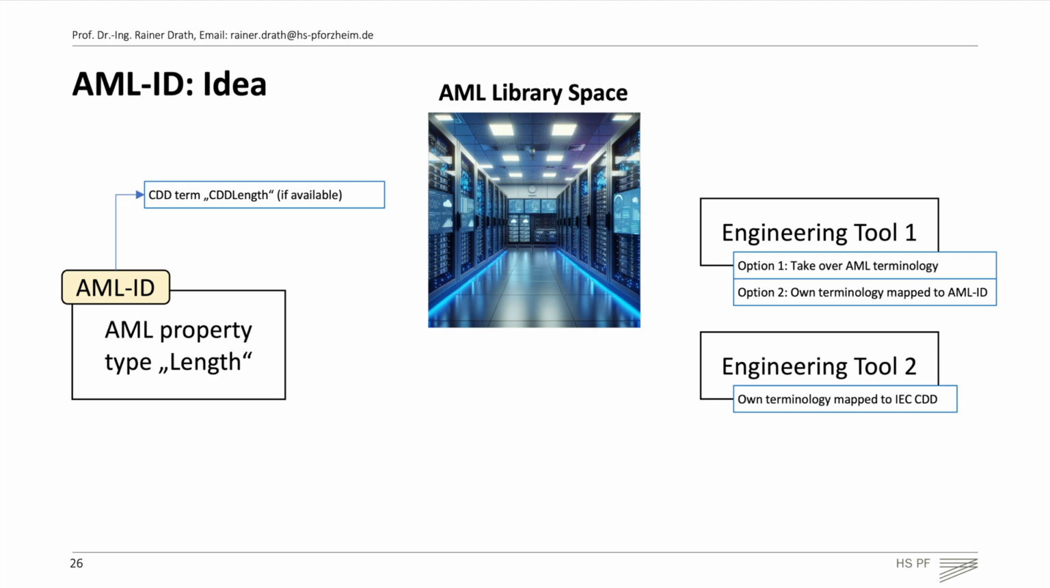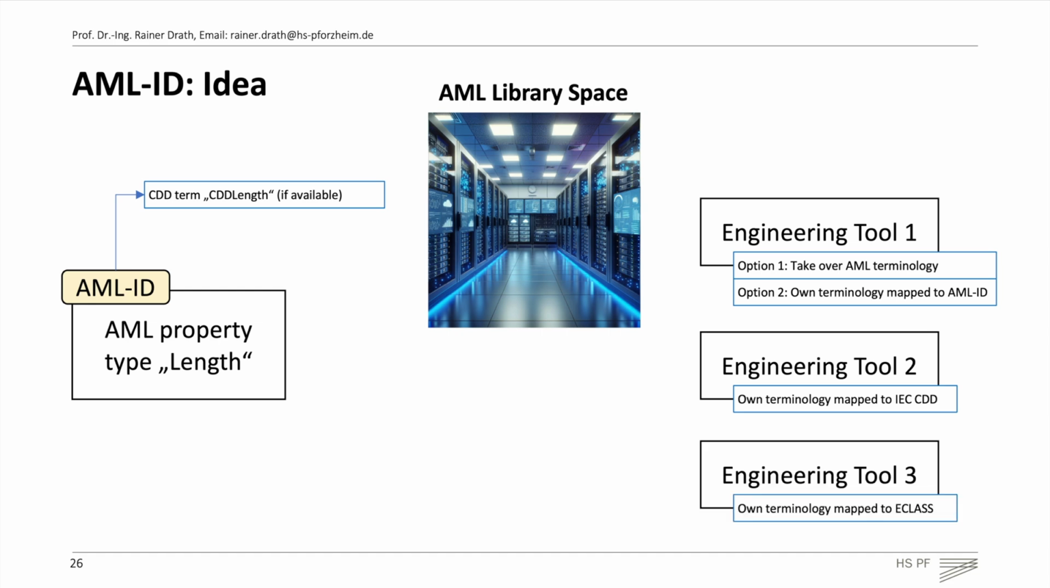This is the concept of AutomationML, that every attribute type can reference external standards. This means if engineering tool 2 receives an AutomationML file that references the AML property type length, engineering tool 2 can see that this length is again referenced to the CDD length. It can understand it. And if another engineering tool number 3 is mapped to E-class, we can use a feature of AutomationML that every attribute type can have multiple references to semantic standards outside of AutomationML. In this case, it can also reference an E-class term. We can add an arbitrary number of references to external standards, for instance to the SI units.